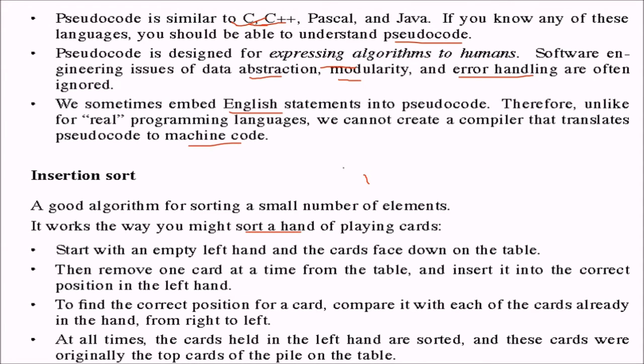Cards are not in hand yet. This is the pile of cards, a number of cards are there. So we remove one card at a time from the table and insert it into the correct position in the left hand. We use the right hand to take one card and place it in the correct position. To find the correct position of a card, we need to compare it with each of the cards already in hand. If we have one card, we'll compare the second one with the first one. If we have two cards, we compare the third one with these two. And this comparison will happen from right to left. Right to left, we'll see in the coming algorithm.